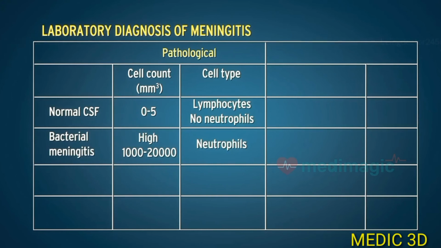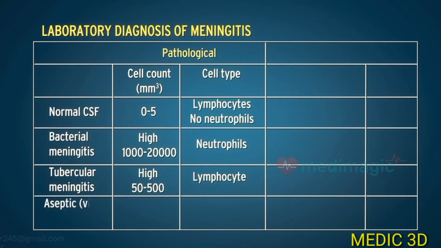However, if the pathogen is Mycobacterium tuberculosis, the lymphocyte count will be high, ranging from 50 to 500 cells per cubic millimeter. In viral and fungal meningitis, lymphocyte count will be high, ranging from 10 to 500 per cubic millimeter.